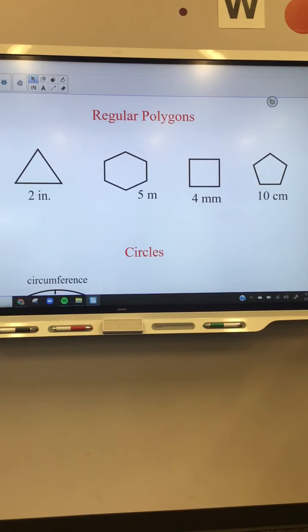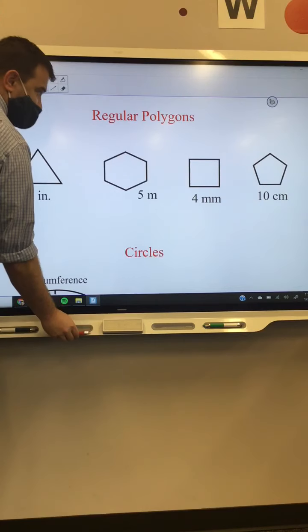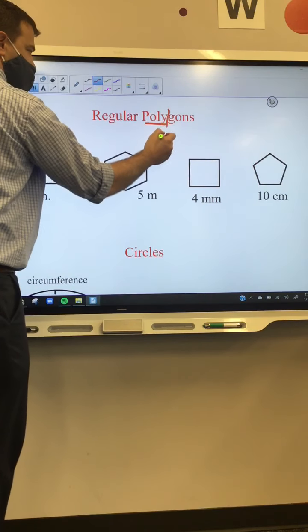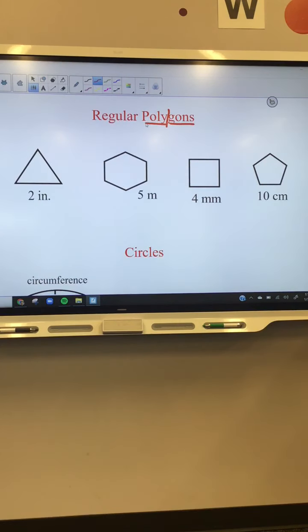All right, so we talked about rectangles already. Now we're going to talk about regular polygons. You remember what polygons are? Poly meant something, gon meant something. Poly is many.